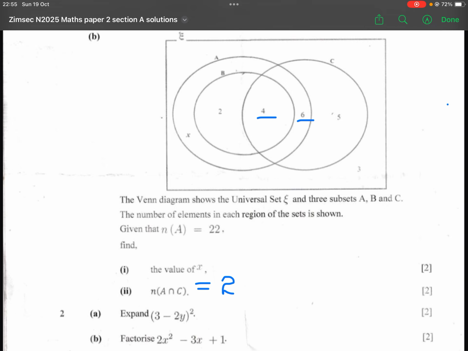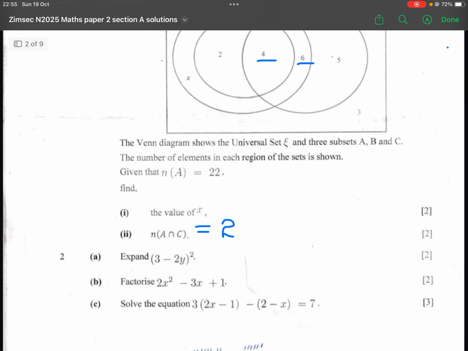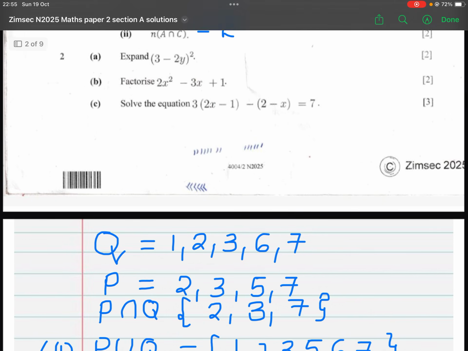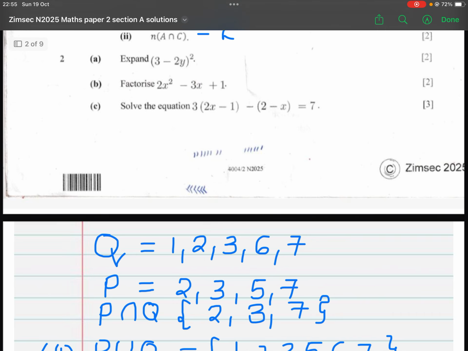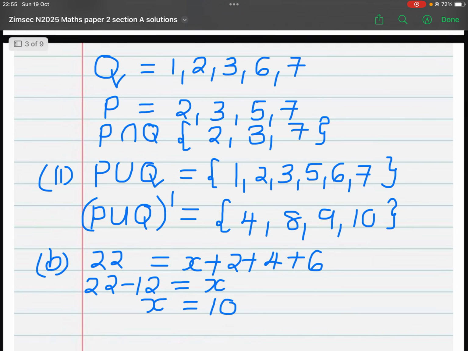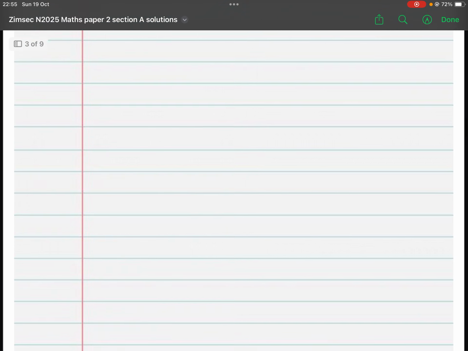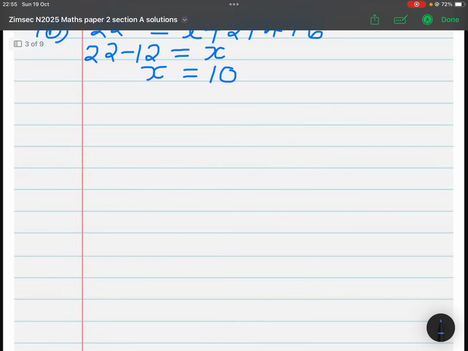Right? And then we need to proceed to part number 2. We are now on number 2 of the question. On 2A, we are required to expand 3 minus 2y squared, right? So let me copy it down here. We are now on number 2. So it is saying 3 minus 2y squared.